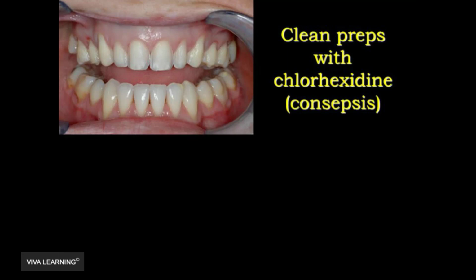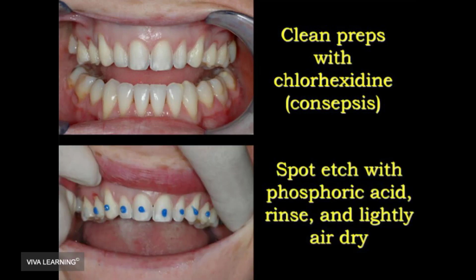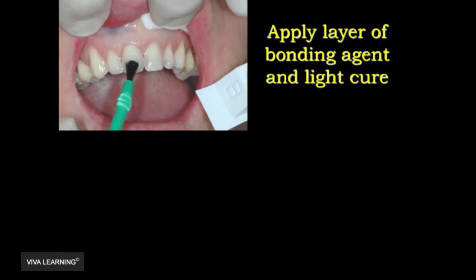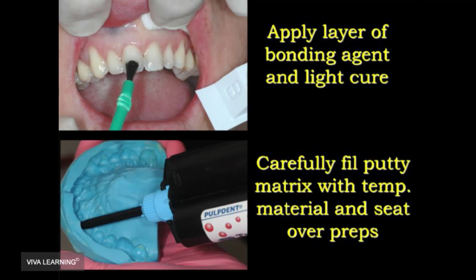We're going to clean our preps with some type of chlorhexidine rinse. We're going to rinse this antimicrobial agent off to disinfect the teeth, and then we'll go ahead and spot etch the teeth. We put a little etch of phosphoric acid gel right in the center of the tooth, allow that to sit for about 10 or 15 seconds, rinse that off, lightly air dry, and then we'll come back and paint those areas with some bonding agent. We're now ready to go ahead and seat our provisionals.